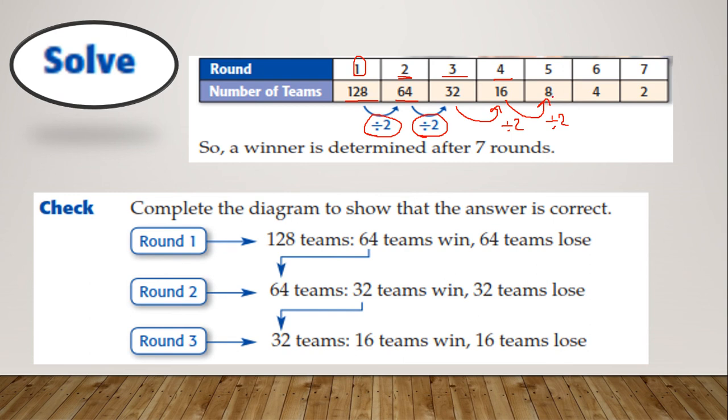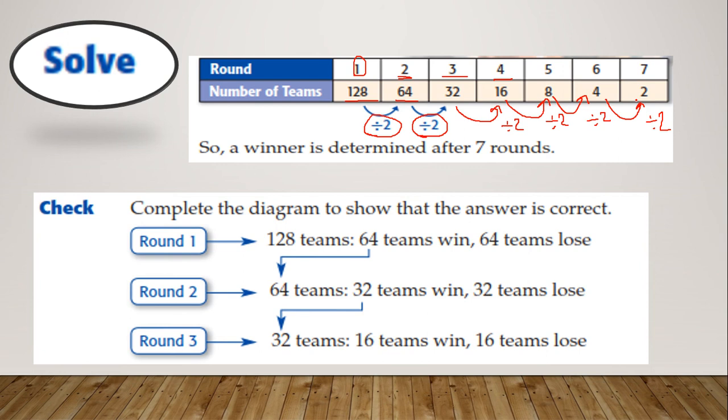We still need to continue because we didn't reach 2. Let's divide by 2 again. In the sixth round it will be 4. Then we'll divide by 2. In the seventh round we will have 2 teams. That means we will stop here. So a winner is determined after 7 rounds.